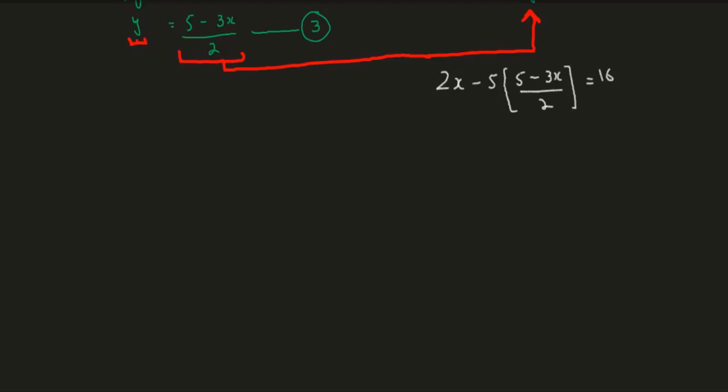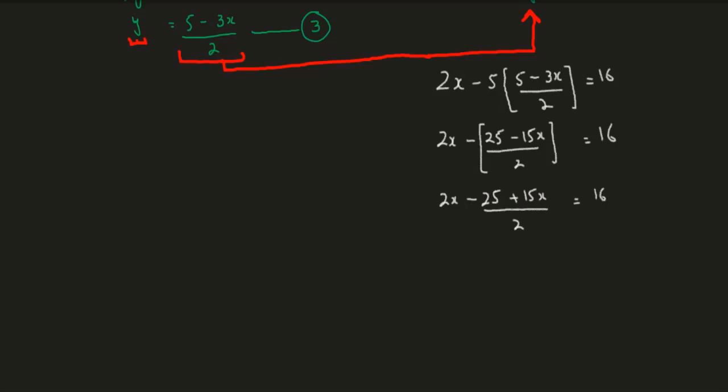I am going to multiply this 5 with the bracket and open the brackets. So 2x minus, 5 fives are 25, and 5 into minus 3 is minus 15x, whole divided by 2, is equal to 16. So I can now multiply this minus sign with both of the numbers inside. So 2x plus (minus 25 plus 15x) whole divided by 2 is equal to 16.